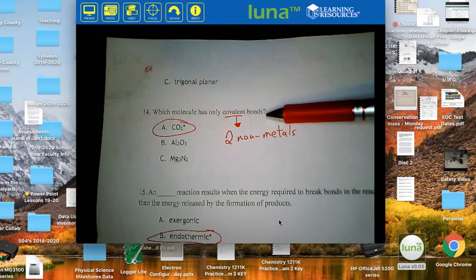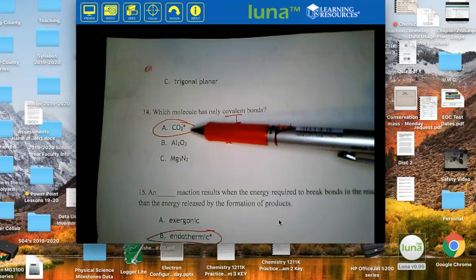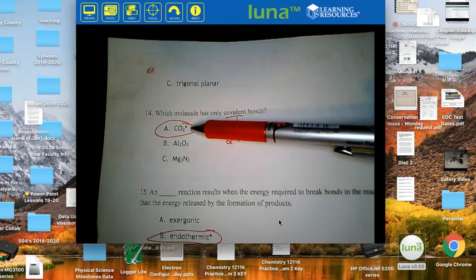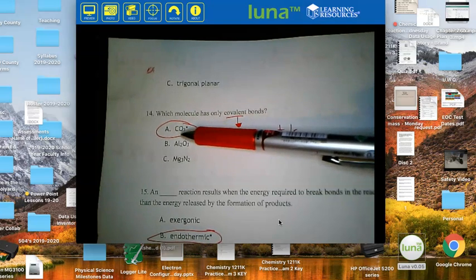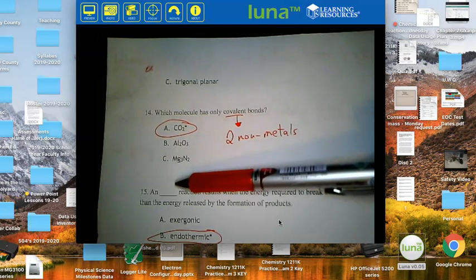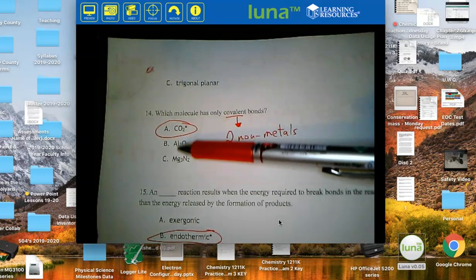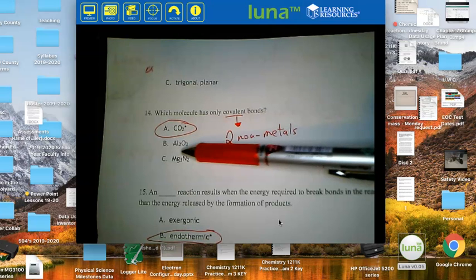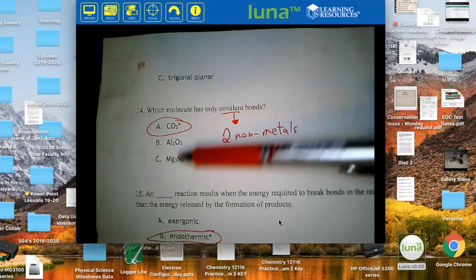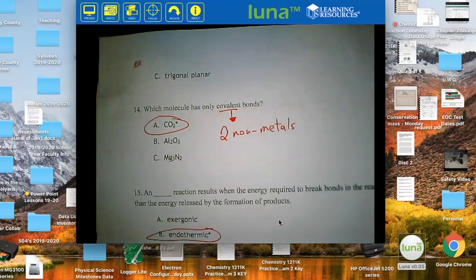With covalent bonds, we know they occur between two nonmetals, and so we're having to figure out which answer choice here only has nonmetals, and that would be carbon and oxygen. The other two answer choices, aluminum and magnesium, are both metals, so we know when we have a metal and a nonmetal, that forms an ionic bond, not a covalent bond. And so CO2 is our answer there.